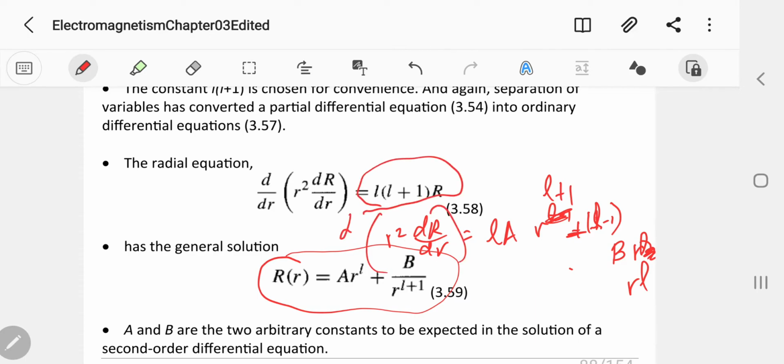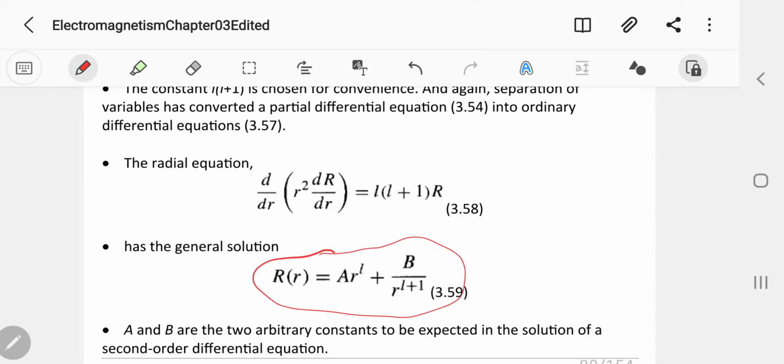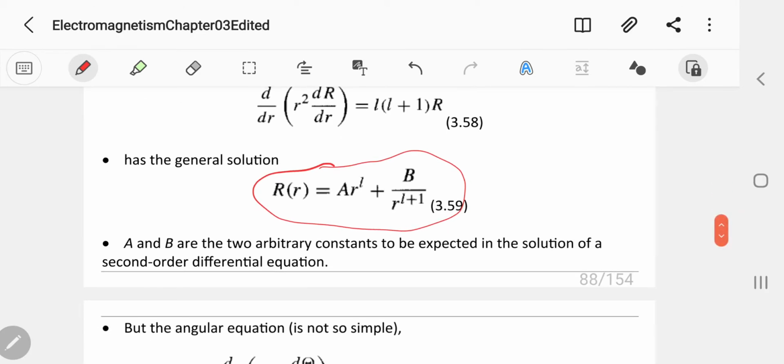Again, if you take the derivative with respect to r, then you will get this expression, because L times L plus 1, and then here you have L plus 1 times negative L. This is negative L, sorry. Negative L, so that's still L times L plus 1. And you will get this expression also, so you will have this as the result. That's exactly the solution for R, the radial part. And unlike in the Cartesian coordinates, where you have sinusoidal and exponential solutions, here you have a different form of solution.